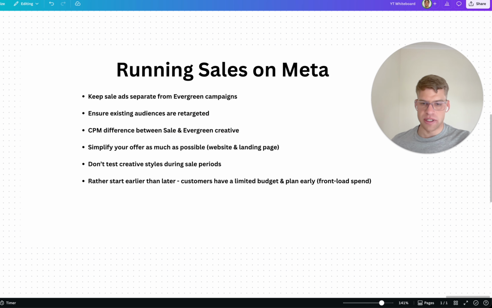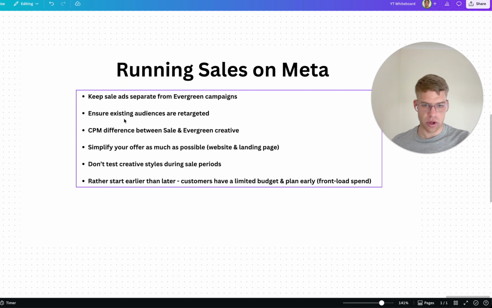Then the second point here is ensure that existing audiences are retargeted. So if we just step back for a second and think about this logically, a customer or a potential customer seeing a sale ad with no context around your brand in terms of who you are, what you sell, etc., that sale ad won't mean much, and that sale offer won't mean much to that customer because they have no context in terms of who you actually are. So the audience that would resonate best with a sale ad would be an audience that hasn't purchased yet and is in that buying process.